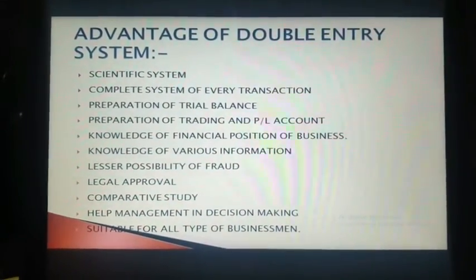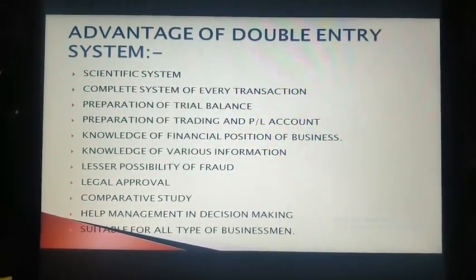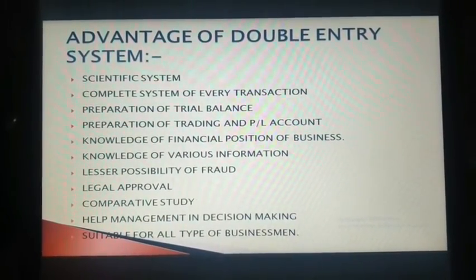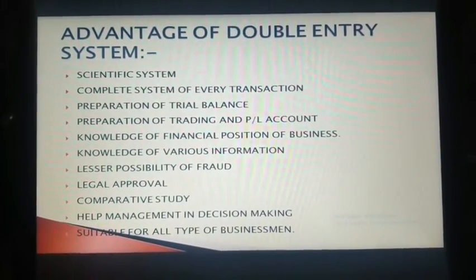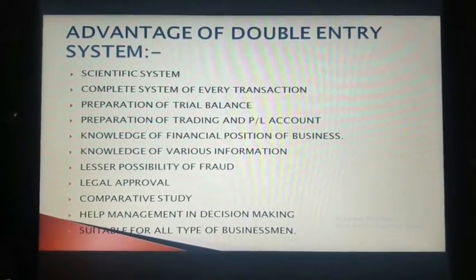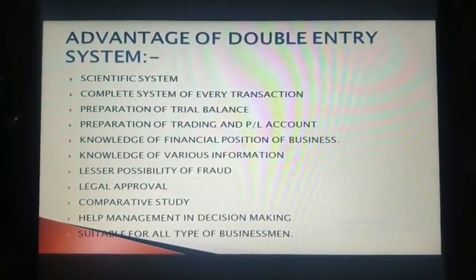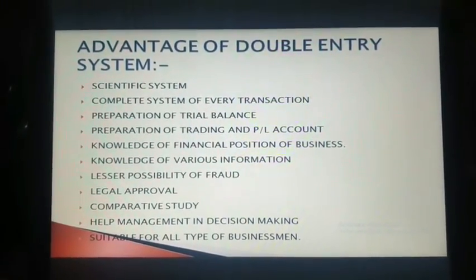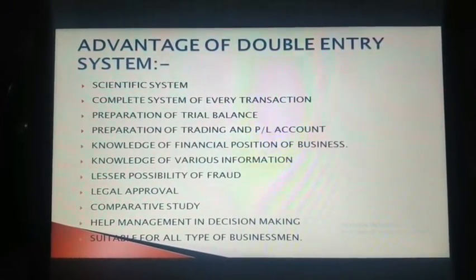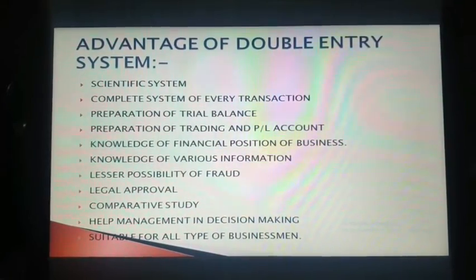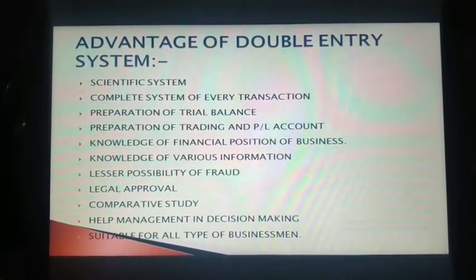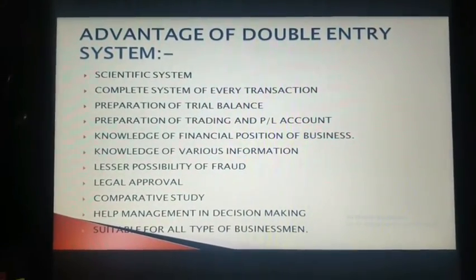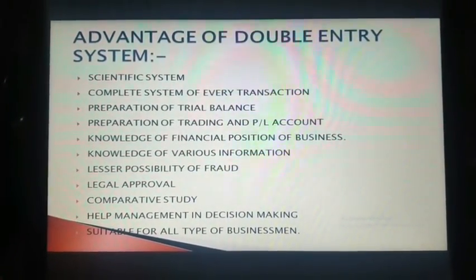Now move to the 6th point, knowledge of various information. With the help of double entry system, we can find out various other information like total debtors, total creditors, expenses of the business, income of the business, losses of the business, stock at the beginning of the year or at the end of the year. So knowledge of various information can be gathered from the double entry system.